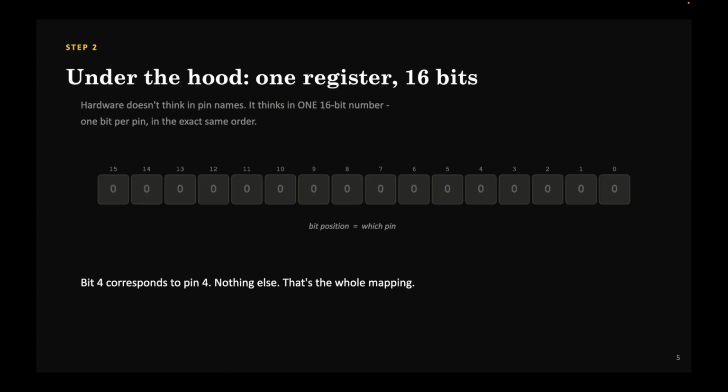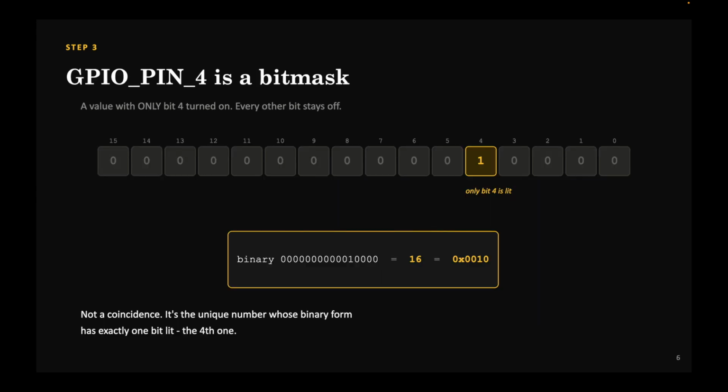Hardware doesn't think in pin names, it thinks in one 16-bit number. 1 bit for one pin, same order. Bit 4 corresponds to pin 4. That's the whole mapping. GPIO pin 4 is a value with only bit 4 turned on, as you see here. Everything else stays off. Read that binary pattern as a number and you get exactly 16.